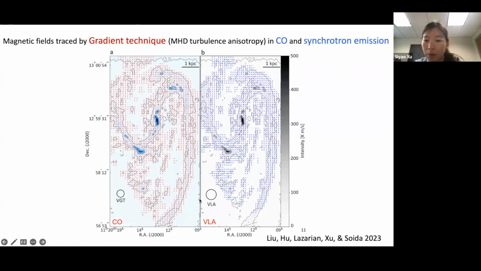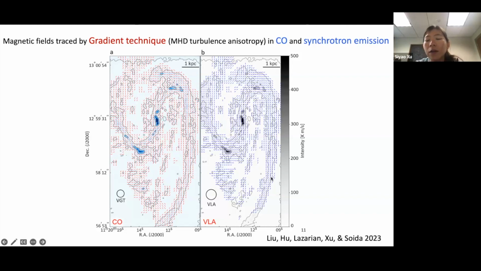Here I show this one as an example. On the left is the magnetic field traced in the cold gas where stars form. On the right is the magnetic field traced using synchrotron intensity, the synchrotron emission from cosmic ray electrons. The little segments, in different colors, show the magnetic field orientations, and you can see they agree very well with each other, in the central region and the spiral arms of the galaxy.